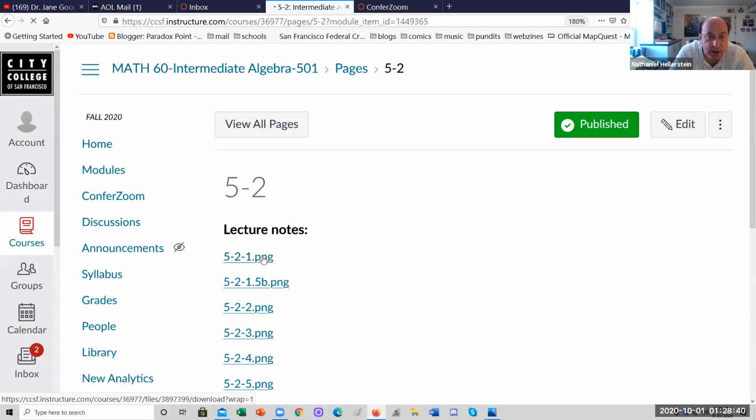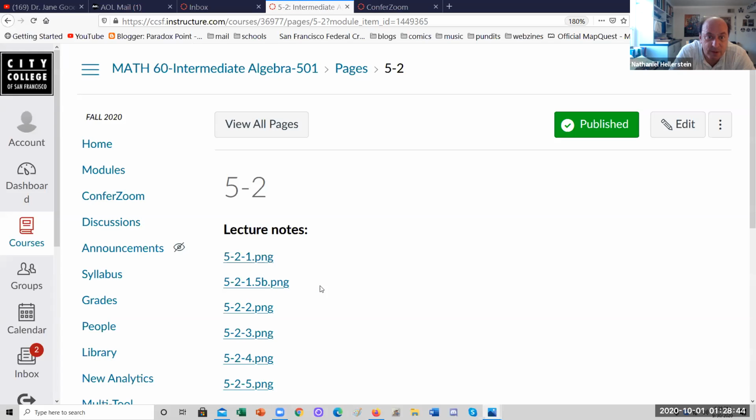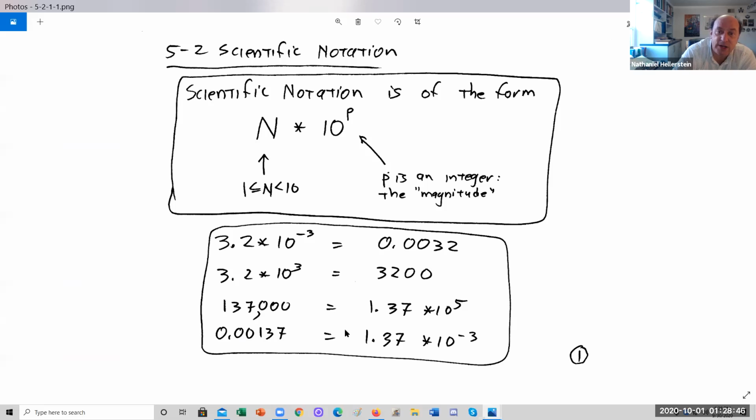Talk about scientific notation. It's called that because they use it in science, specifically physics, astronomy, chemistry, and a number of other sciences, where you can sometimes get very big numbers and very small numbers.